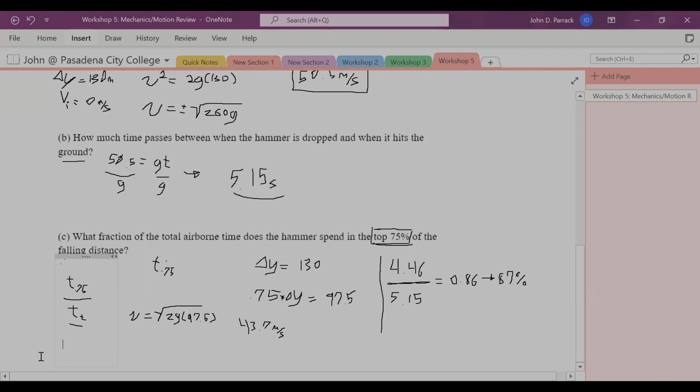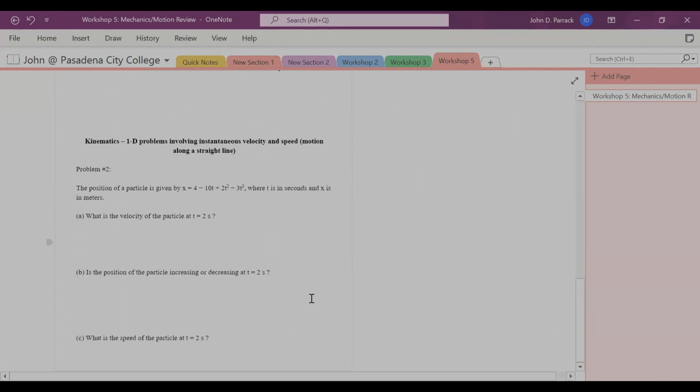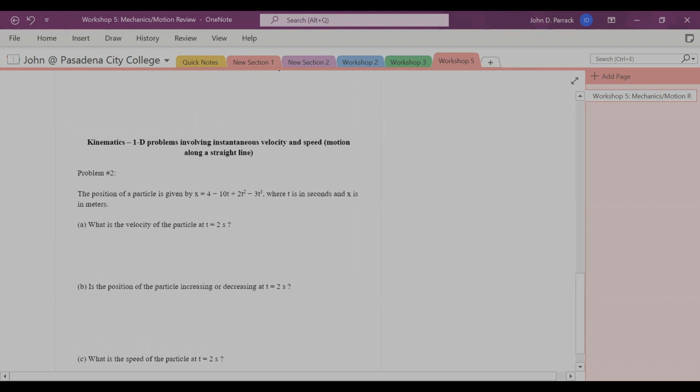Okay. Okay, let's get that of a size we can read.